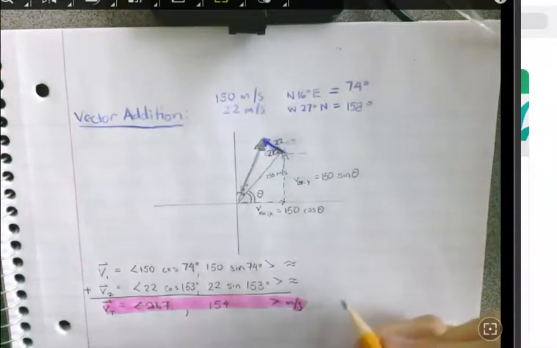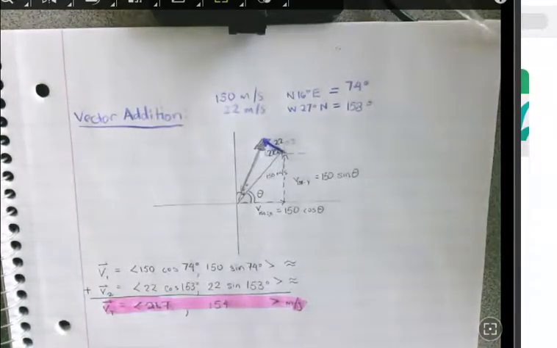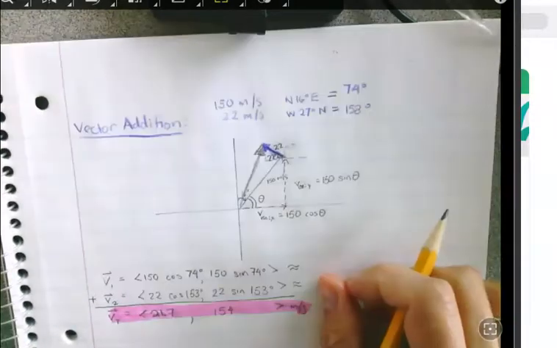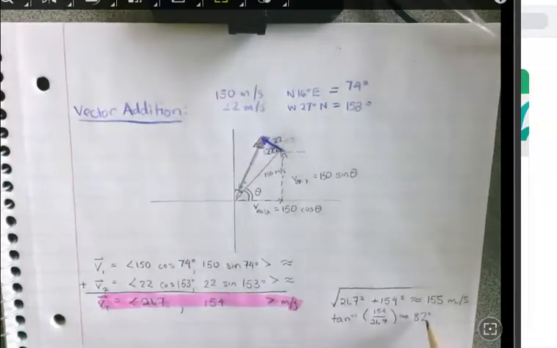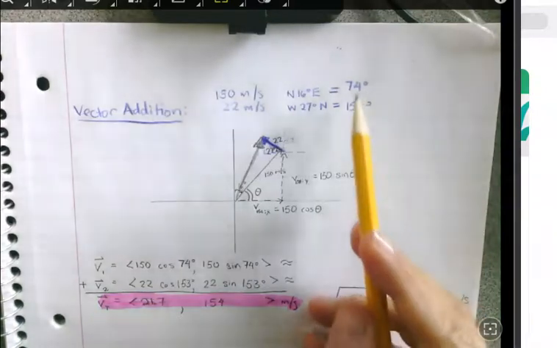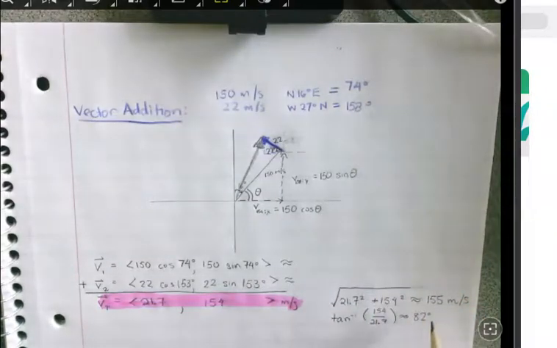Here's your x component, here's your y component. Work your Pythagorean theorem, work your arctangent, plus a quadrant check to check your work. Ready? Got 155 meters per second of speed. You've got a little bit of a tailwind there, speeding you up. However, you're a little bit off course. You're 82 degrees instead of 74. You're going north 8 degrees east instead of north 16 degrees east.